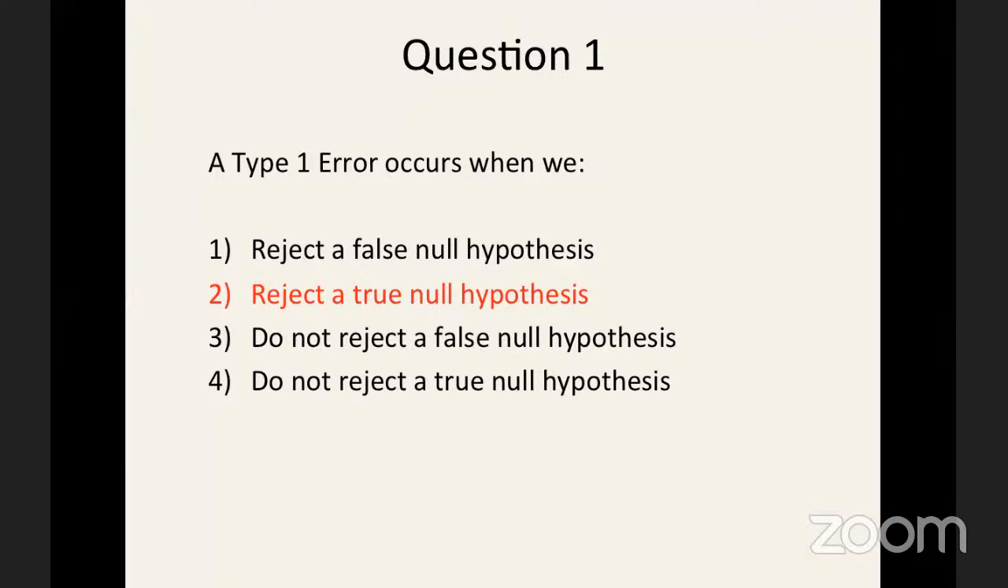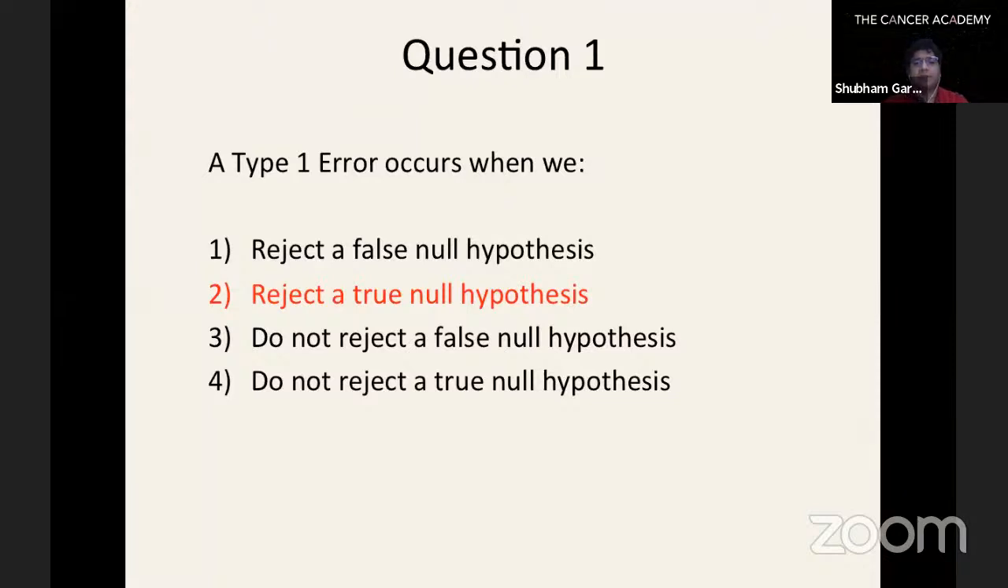So Shubham, you can go over the questions. Okay. The first question was: how do we define a type 1 error? This definition is in relation to the null hypothesis, and that is why probably I got swayed that we need to define the null hypothesis.